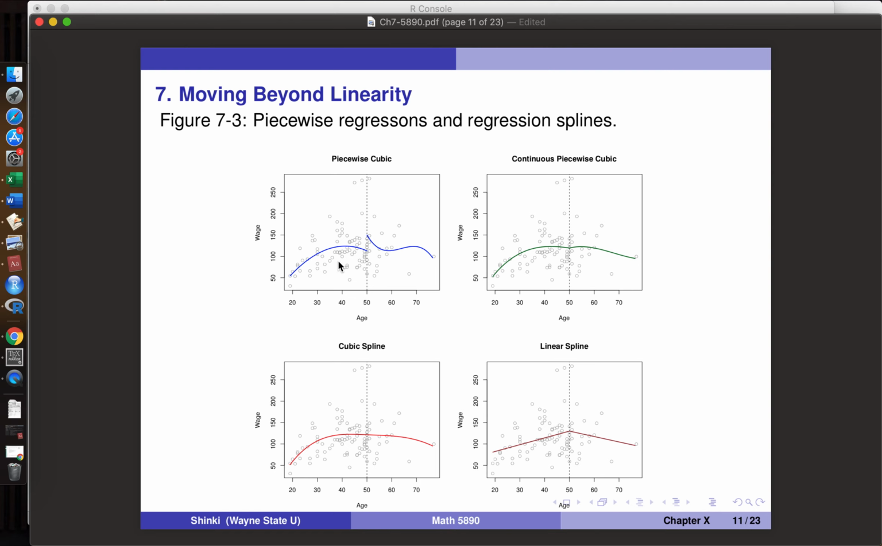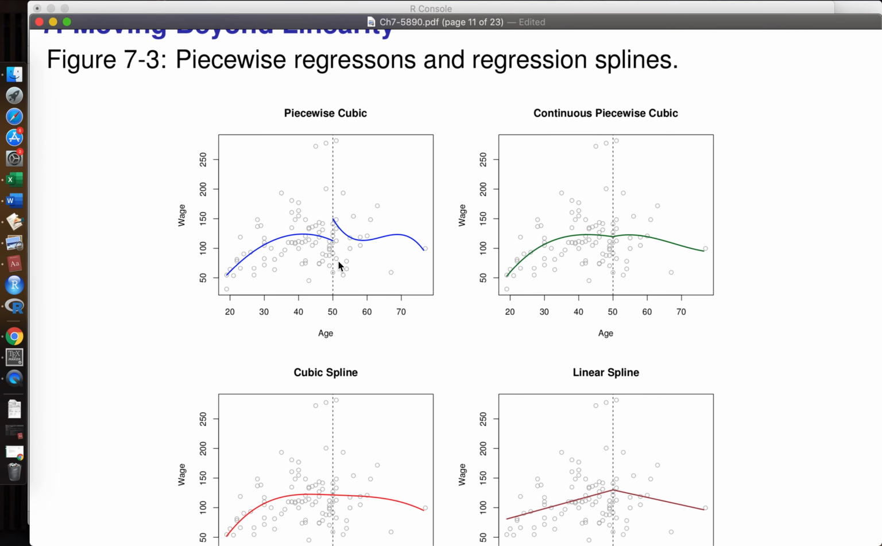Okay, so if we just use piecewise cubic function, then it fits the data in each region. So x is less than 50 and x is more than 50. This curve is optimal if we only see the left-hand side, and this curve is optimal if we only see the right-hand side. But in total, it's not reasonable because it's not continuous. If we impose the continuity condition, the curve becomes this.